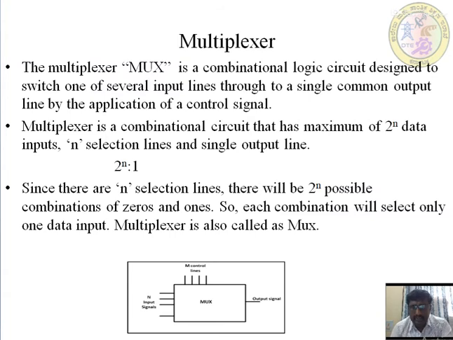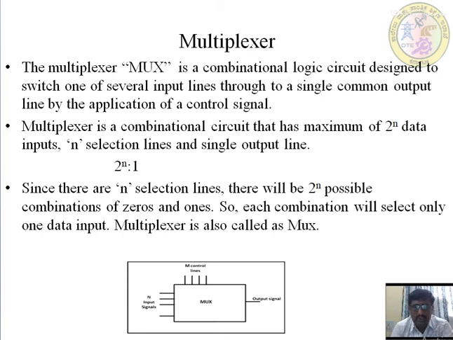Next, after the decoder comes the multiplexer, simply known as the MUX. It is also a combinational circuit, designed to switch one of several input lines through to a single common output line by the application of a control signal. In the decoder there were few inputs and many outputs: n inputs means 2 raised to n outputs. But in a multiplexer there are many inputs and only one output, which depends upon the select lines. The expression for the multiplexer is 2 raised to n to 1.